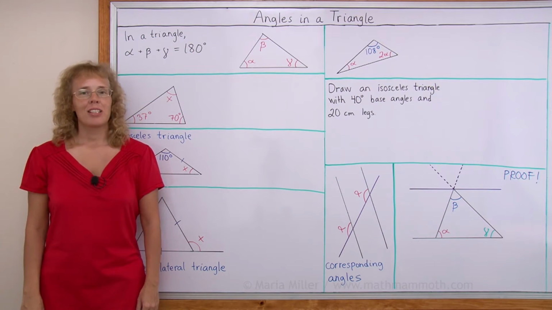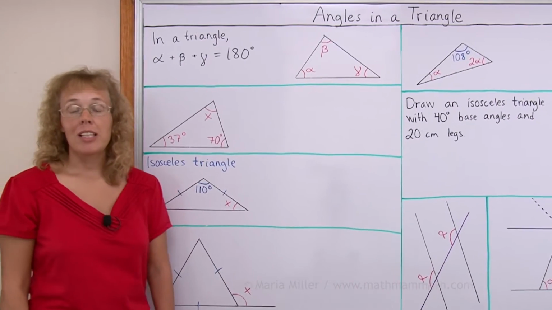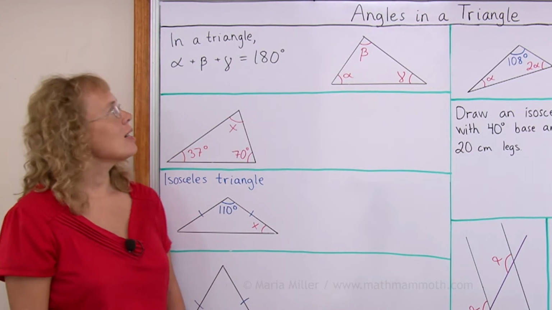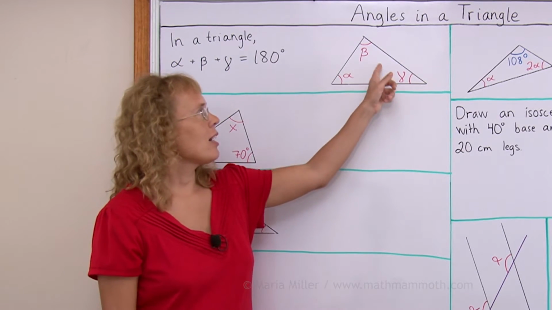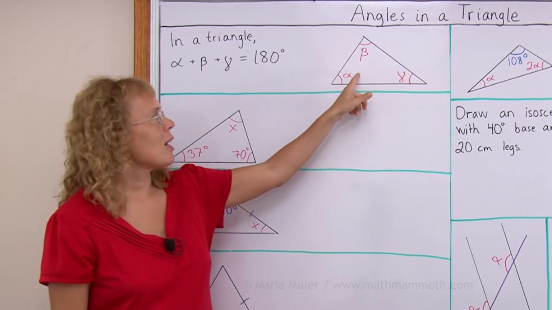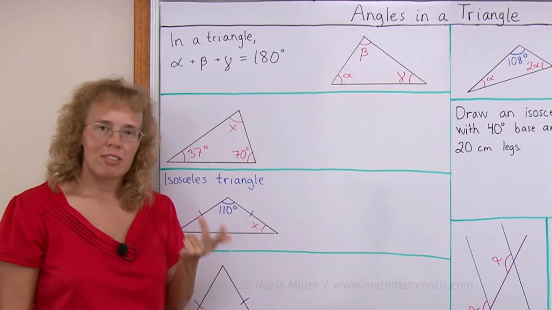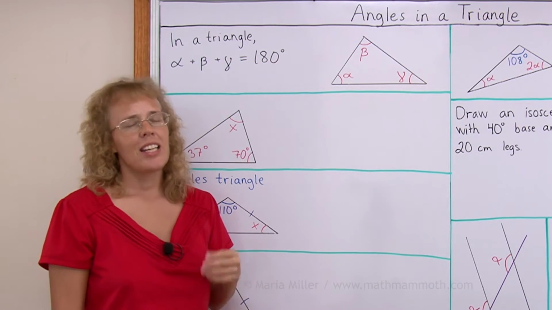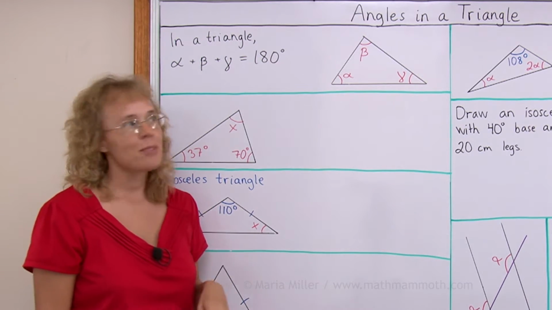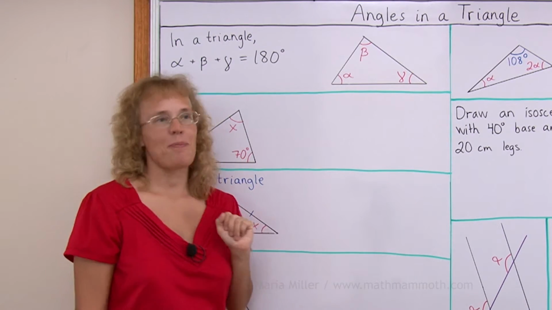In this lesson we're going to study angles in a triangle. There's a very simple relationship between the angles in a triangle, and that is that all three angles in a triangle add up to 180 degrees. The symbols are alpha, beta and gamma. They are the first three letters of the Greek alphabet, and they are often used to denote angles. And I'm going to actually prove this principle to you at the end of the lesson.